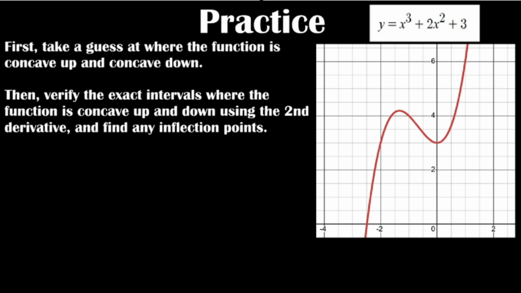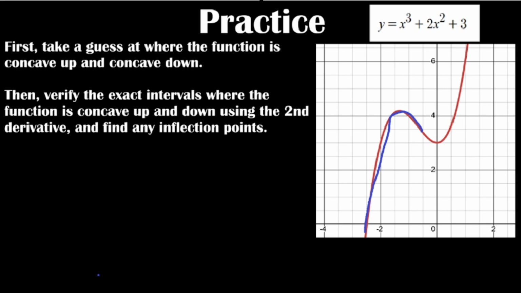For this problem, it first wants us to guess where the function is concave up and down. And then after that, we're going to test using the second derivative to see exactly where the function is concave up and down. And also we're going to see if we have any inflection points and where those are. So if I had to guess, remember a function is concave down when it has this downward bowl shape, so like a frown. And I see that right here.